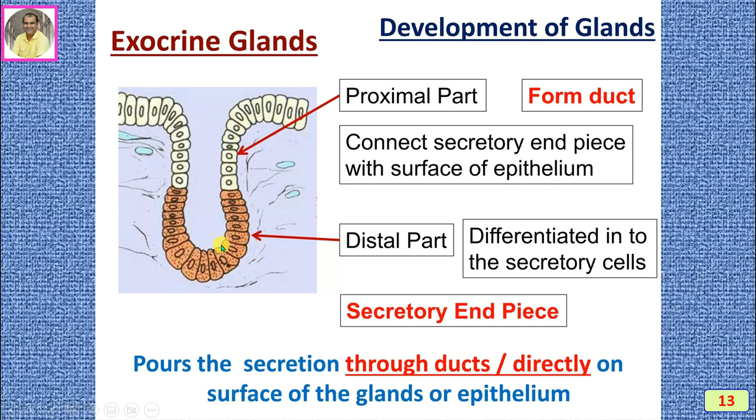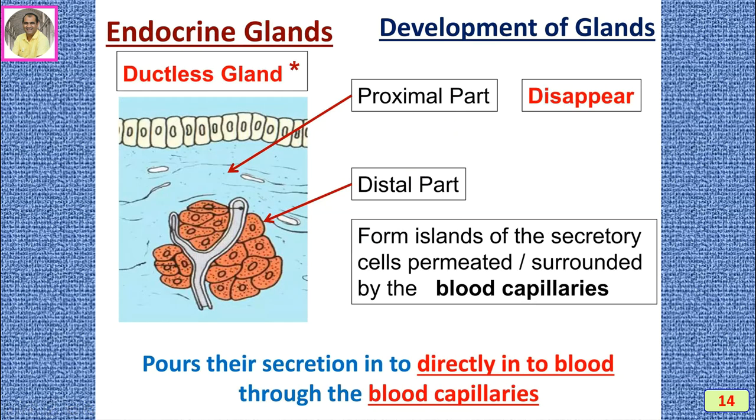This part is mostly the secretory cells and secretory end piece. These pour the secretion through the ducts directly onto the surface of the gland or epithelium through a special type of duct, just like the gall duct or bile duct, etc. They are apart from other cells of the body, very special types of tissues. The endocrine glands also have a proximal part and a distal part, and they are ductless glands.